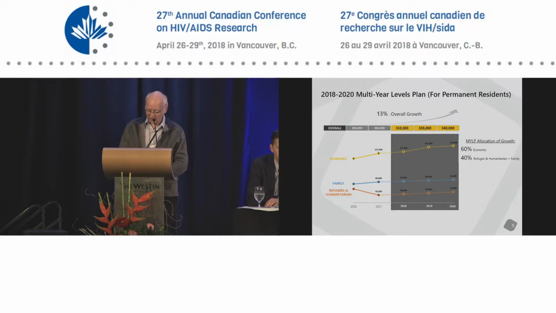Following the tabling of the annual report to Parliament on immigration that occurred in November, the effect is that, as you can see on this slide, leading up to this we were bringing in about 300,000 permanent residents a year. The plan is to see 310,000 in 2018, 330,000 in 2019, and 340,000 in 2020.